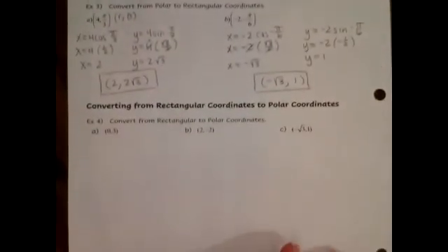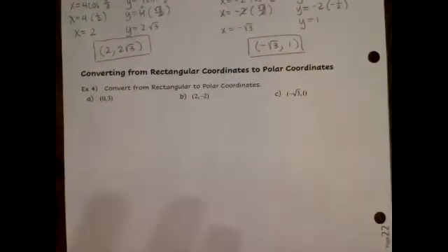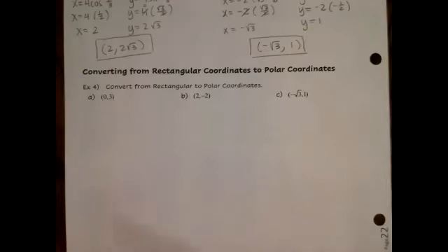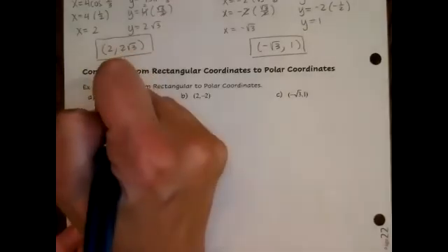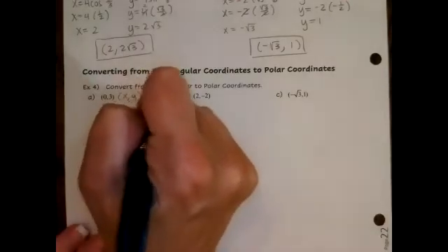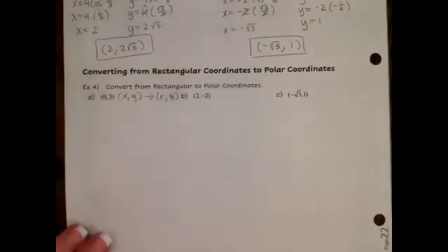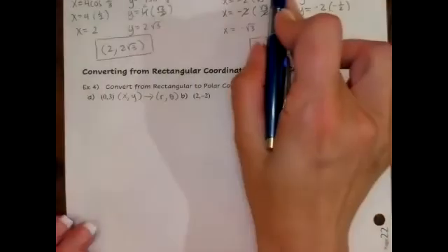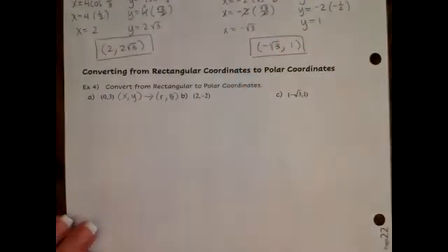Now on this next one, we're going to go the other way. And these, you've got to put a little more thought to it, but it works the same way. We want to take this from its x, y to the r, theta. All right, so let's think about that. We just learned that x squared plus y squared equals r squared. So that's going to allow us to find the r.